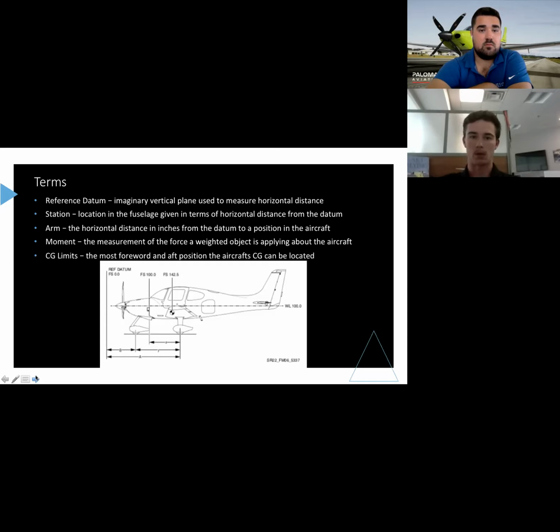Last term here is going to be the CG limits. So as the center of gravity moves forward or backwards, it has to remain within the CG limits, which would be a most forward and aft position that the aircraft can have its CG for a given weight.